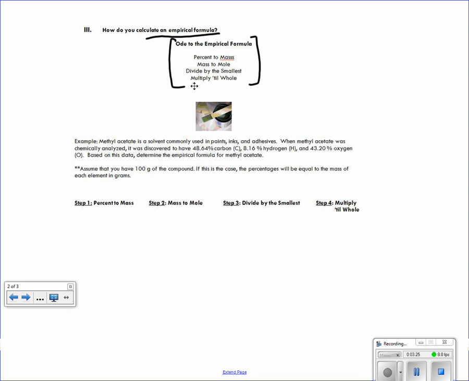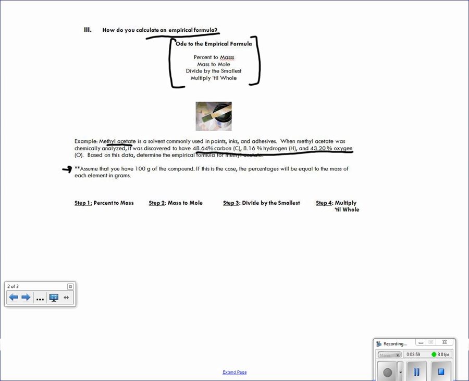So here's how we go. Let's look at our example. Methyl acetate is a solvent used in paints, inks, and adhesives. Really, what we want to hone in on is this information right here. It gives us 3 elements that make up methyl acetate and their percent compositions. So there are 4 steps here, and this little rhyme is going to help us go from percents into an empirical formula. This little note right here is important. It says, assume that you have 100 grams of the compound. If that's the case, the percentages will be equal to the mass of each element in grams.